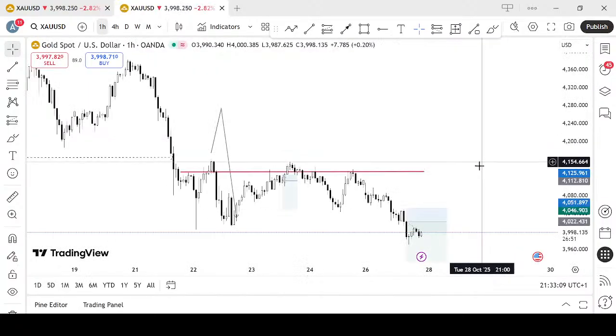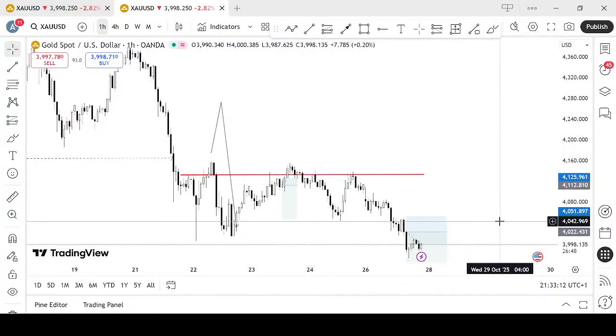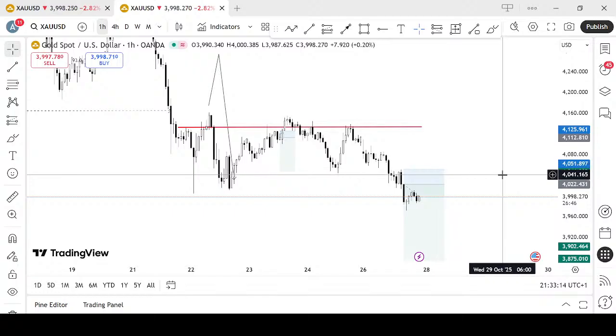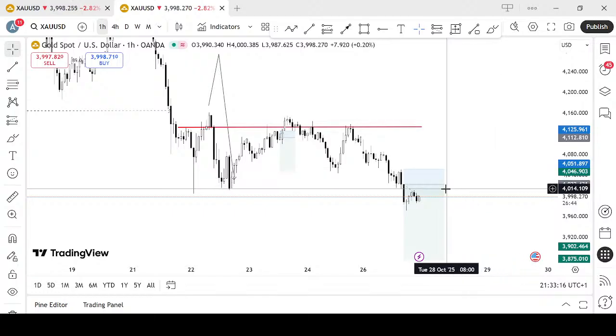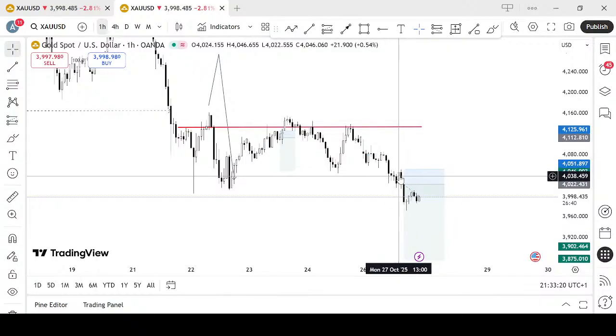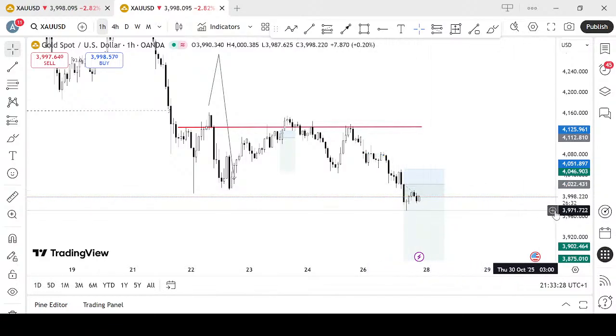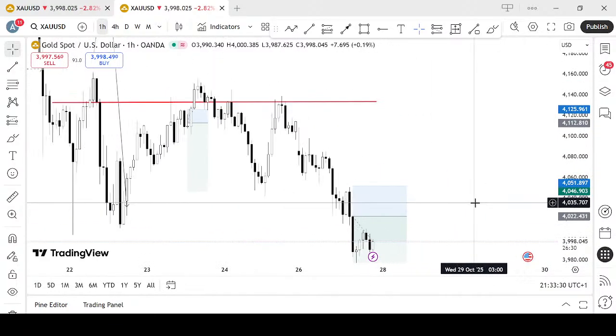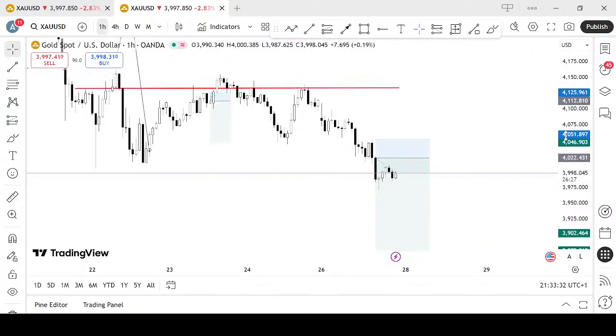And confirming the entry again, if you're new to the channel, kindly watch the previous videos to have a better understanding of what I'm trying to talk about here. You can see this engulfing candle. You can see the wick taking out the previous bullish candle, then closing the body below it right here. Let me zoom down a little. Yeah, that's what I'm talking about.